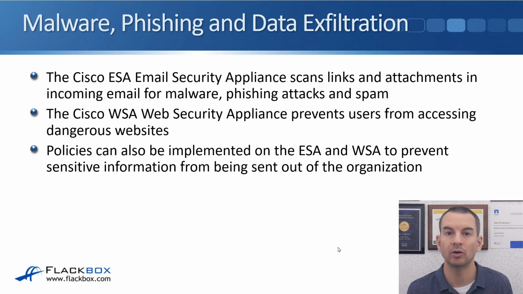Still on malware and also providing protection against phishing and data exfiltration, you can use the Cisco ESA and WSA appliances. The ESA is the email security appliance, and it scans links and attachments in incoming email for malware, phishing attacks, and spam, and it blocks them before they can get to your user's mailbox. There's also the Cisco WSA, which is the web security appliance, and that prevents users from accessing dangerous websites, the kind of places that they would maybe accidentally download a Trojan horse or a worm from.